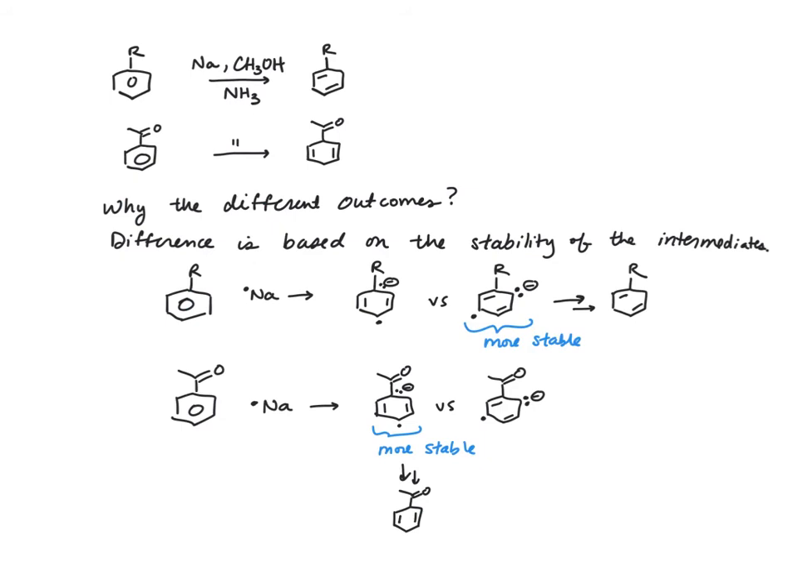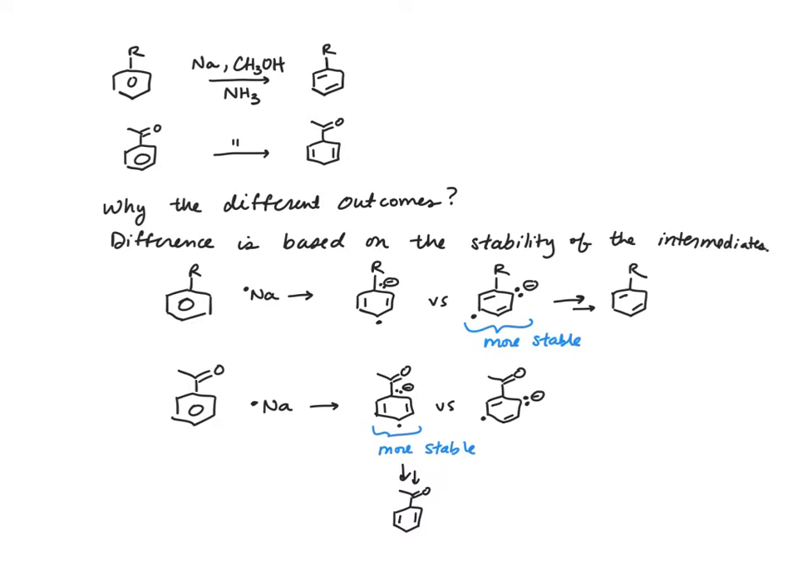In this reaction, we observe different outcomes depending on whether the benzene group has an alkyl group or an electron withdrawing group. Why do we get these different outcomes? The answer comes in looking at the stability of the intermediates.